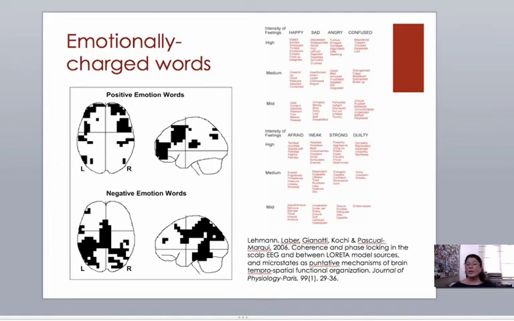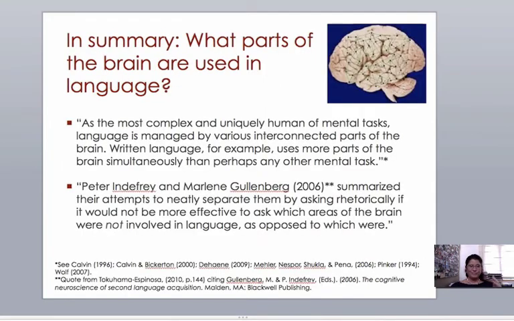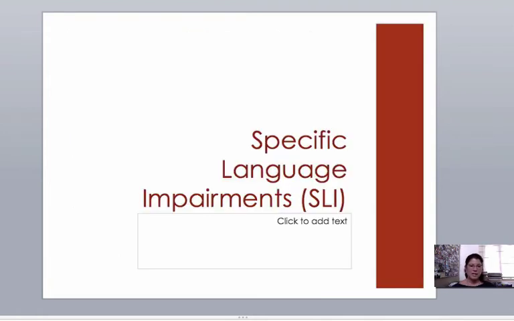We know also that emotionally charged words stimulate other parts of the brain in addition to semantic recall. They also have an emotional element to them. So with all of these different pieces in mind, there's a question that was posed by Jeffrey and Goldenberg: what parts of the brain are used in language? And they said, why don't we just say what parts of the brain are not used? Because that would be easier, because almost the entire brain is lit up as you go through these different language processes, especially in the writing mode. And as we'll see in the second video, writing in a foreign language uses more parts of your brain simultaneously than almost any other activity that's been documented to date.